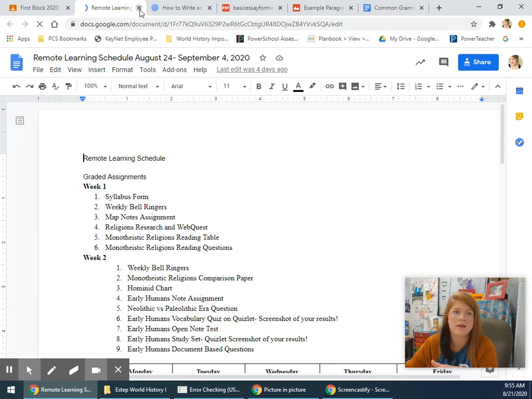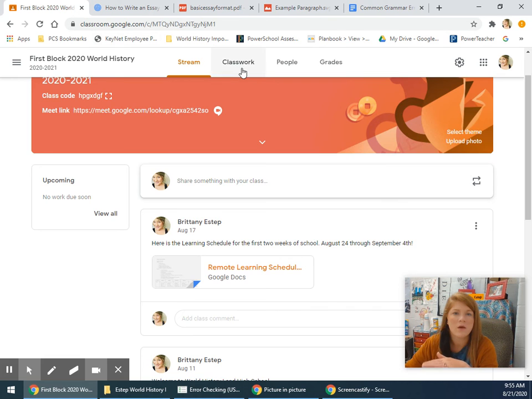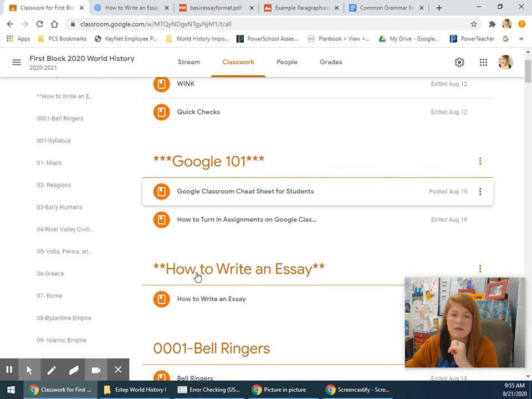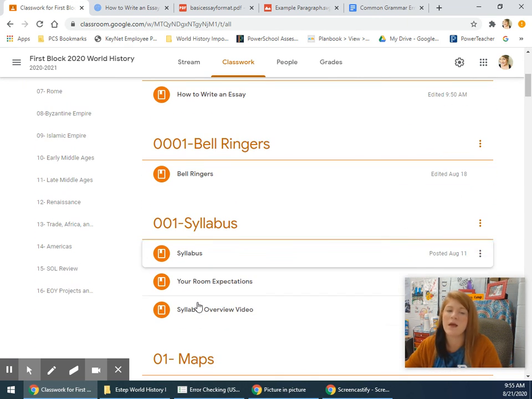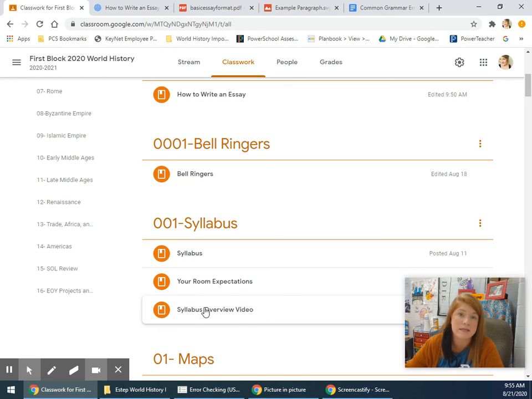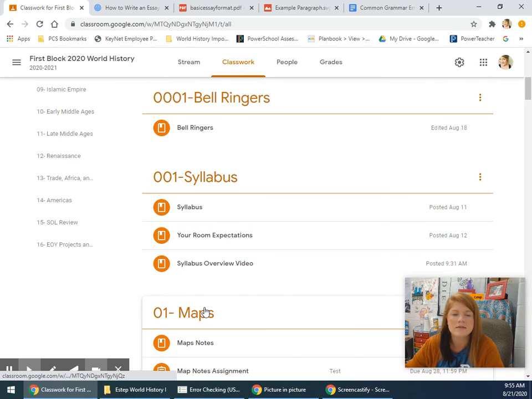You'll always have a bell ringer, which you go to the classwork tab, then your bell ringers are right here. So every day you'll have a bell ringer you have to do. If you do that in one day, nobody's stopping you, okay? And remember, they just have to be handwritten. Then you had your syllabus overview here, and you had a video with me going over the syllabus and the expectations for the class, and then maps will come next.